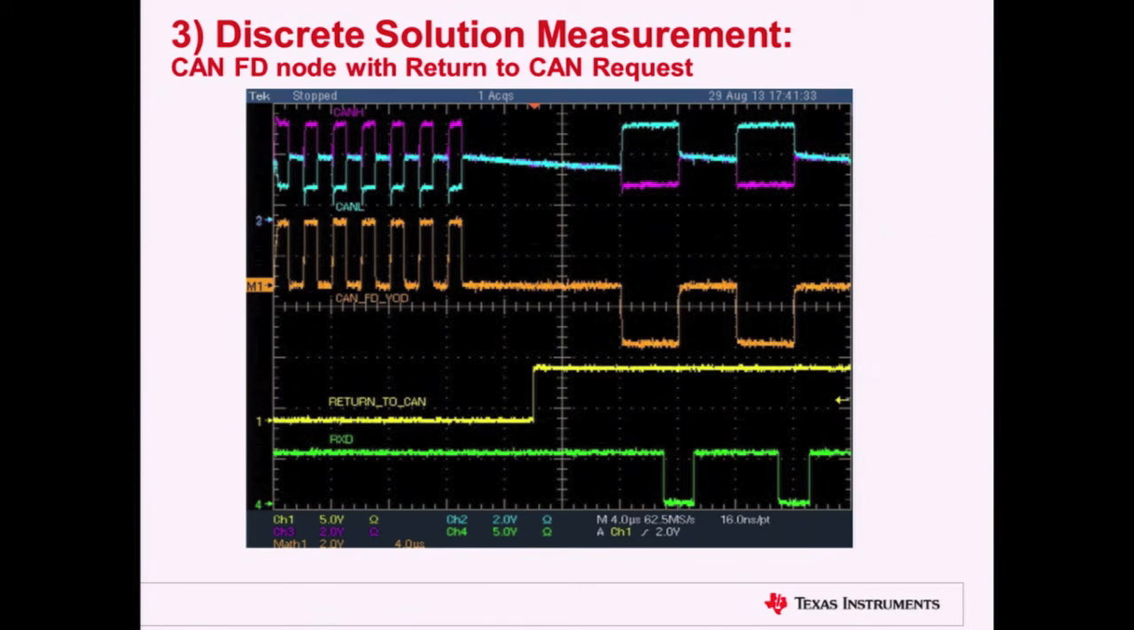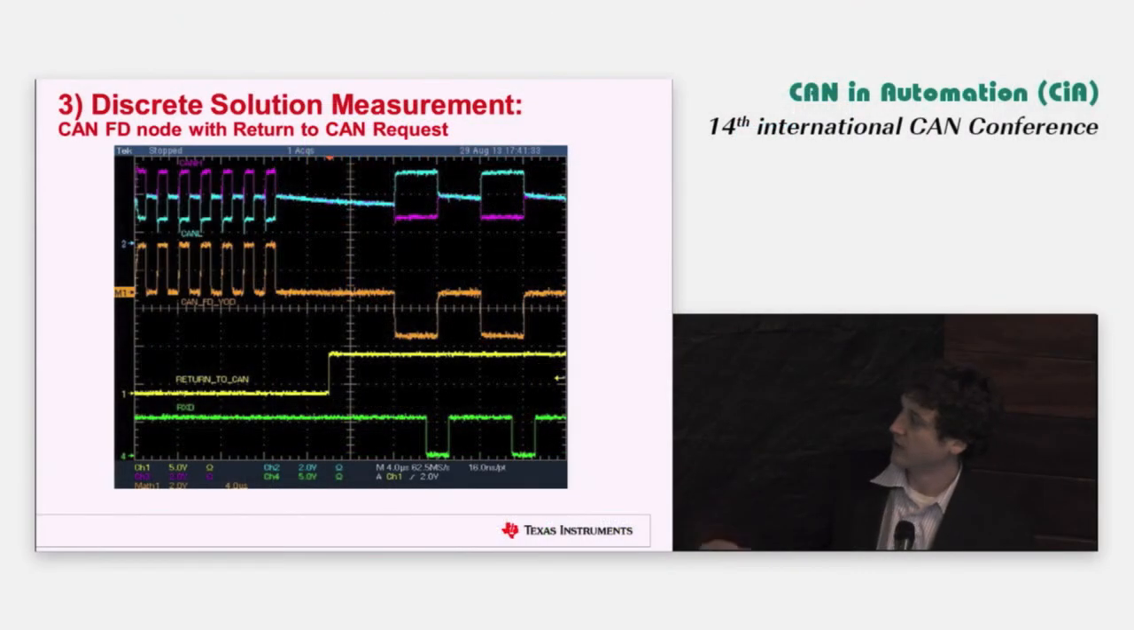So if you see up here, CAN high is positive here. Now CAN high is driven low, and the receive signal is seen by the non-FD node. And so we then show a close-up picture of the return to CAN signal.